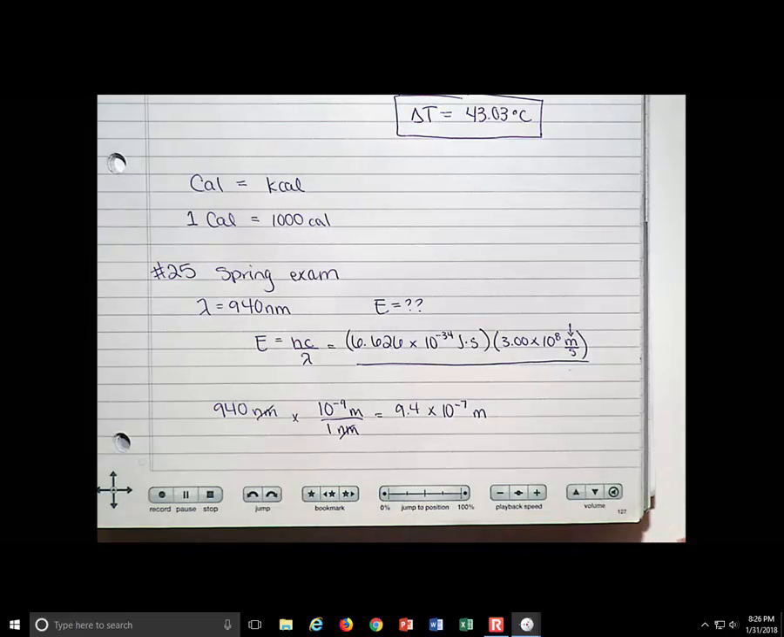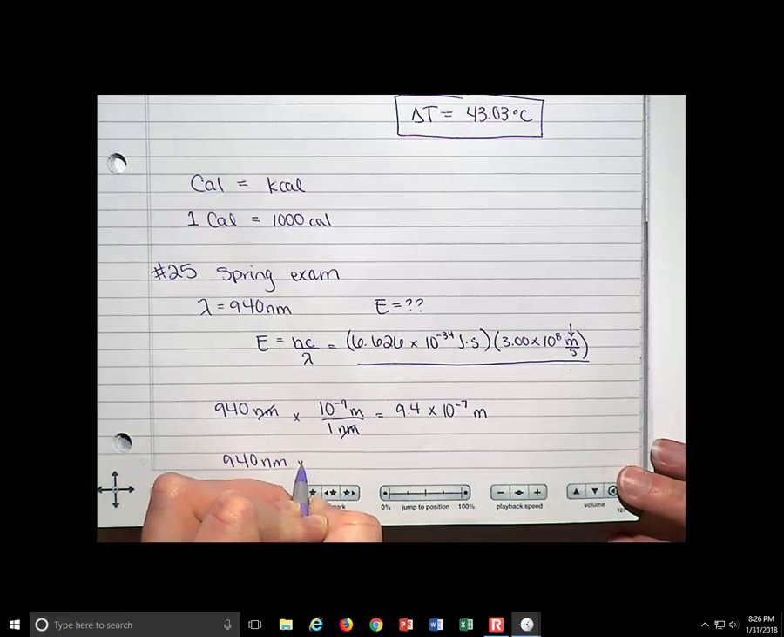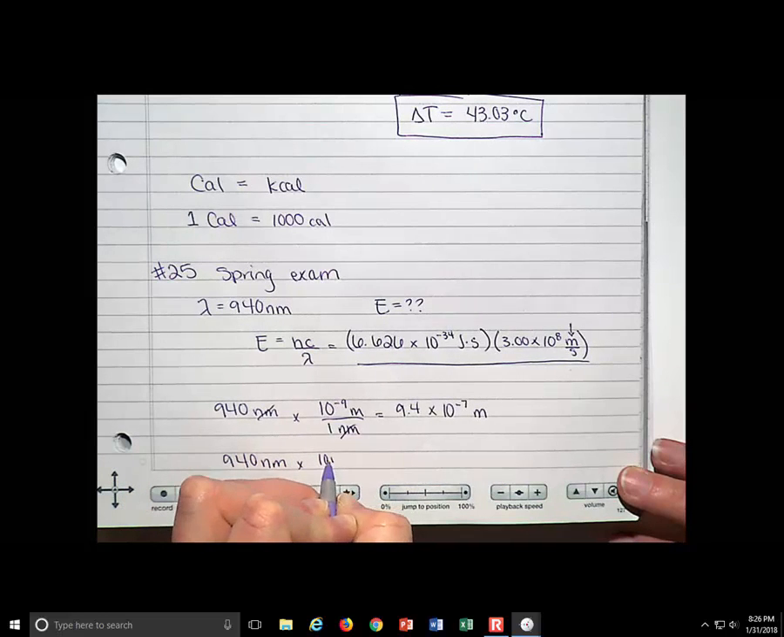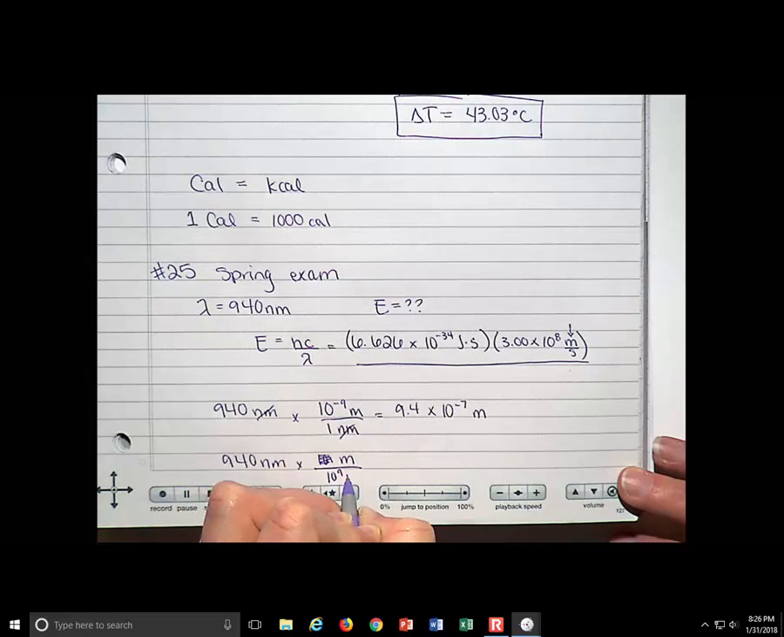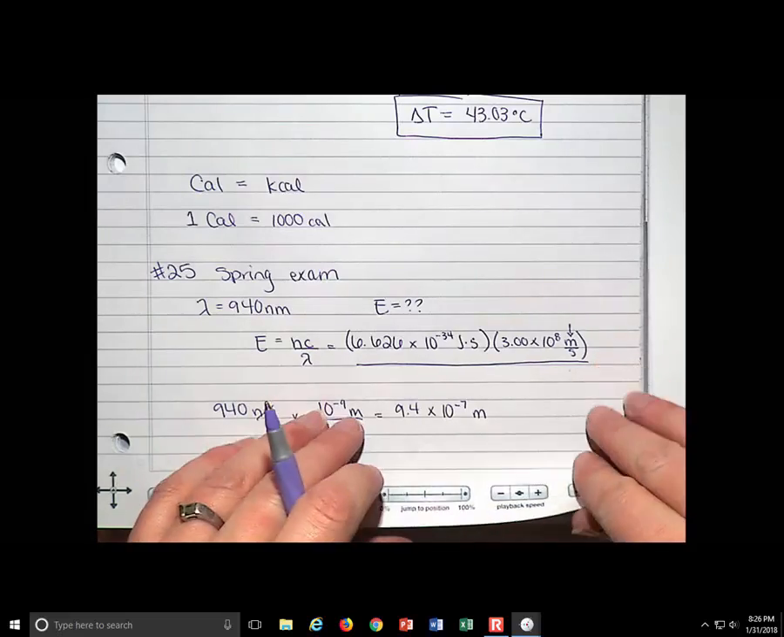And you'll get the same answer whether you do it this way or if you do, good job, meter over 10 to the 9th nanometer. So on your note card, you're going to have to memorize those 6 prefixes and what factor you have to multiply by in order to convert. So let me just write those out real fast.